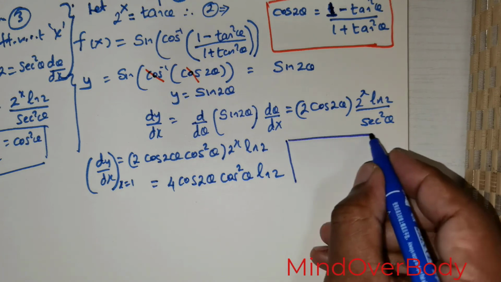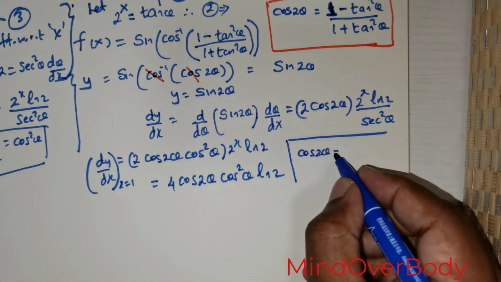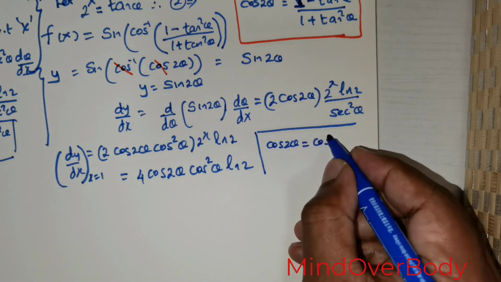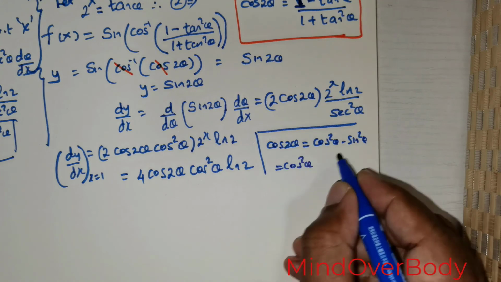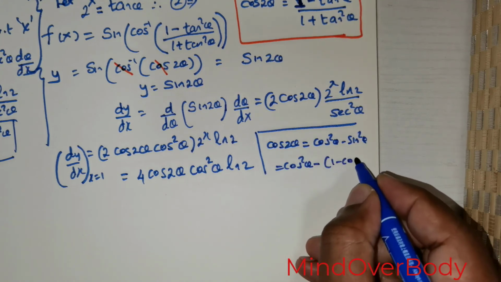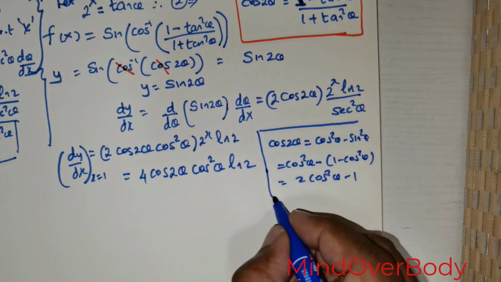Now foremost, I want to get rid of this cos 2 theta. Now what is cos 2 theta? Cos 2 theta is equal to cos square theta minus sin square theta. Now sin square theta is nothing but 1 minus cos square theta. So this is nothing but 2 times cos square theta minus 1. So this is what I've got.